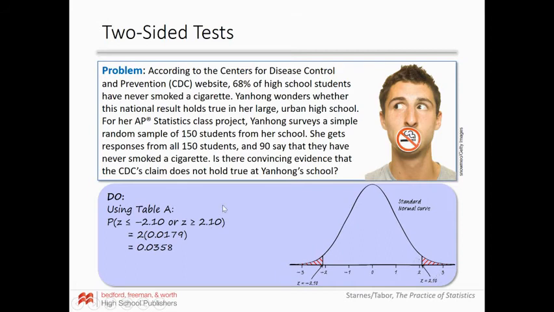You could do two separate calculations, or since you know that the normal curve is symmetric, if I can find this probability 2.1 to the left, it's going to be the same probability as 2.1 to the right. So I can find these two probabilities, or I can find one probability and just double it. I'm going to use the table to find the probability that z is less than negative 2.1. That's 0.0179, and I'll double it so I account for both probabilities here. You could also do it in your calculator. Either one is fine.